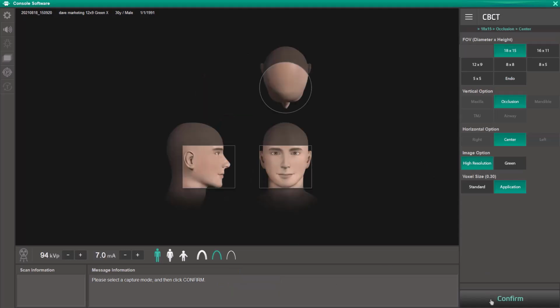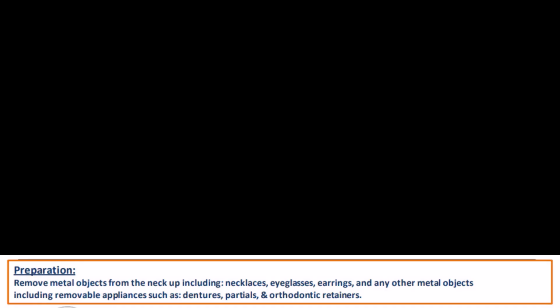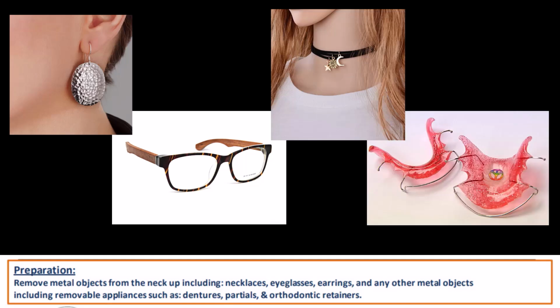Next, simply click confirm. The machine will rotate to capture position and we can position our patient. In preparation, have the patient remove all metal objects from the neck up, including necklaces, eyeglasses, earrings, and any other metal objects. Let's review CBCT capture for your Vatech Green X.